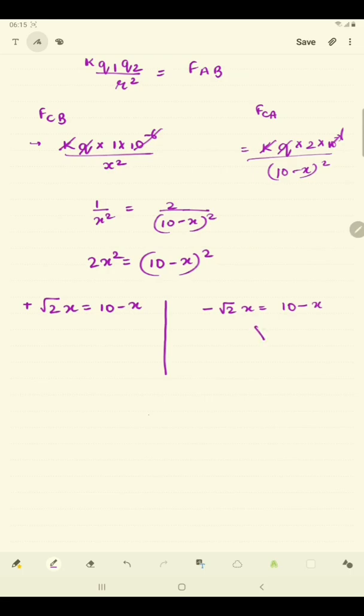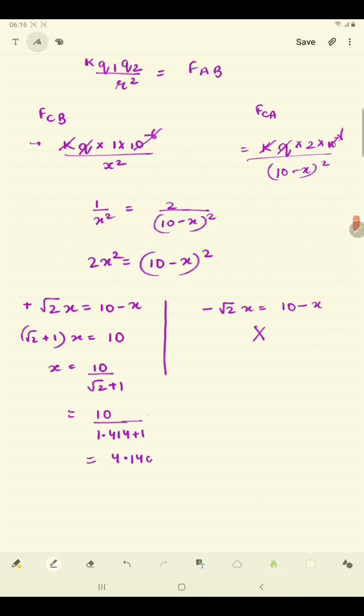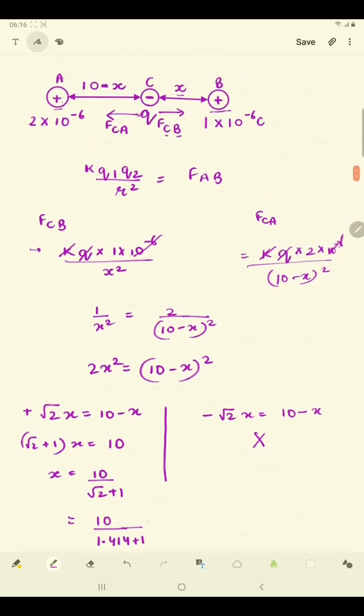Since the distance can never be negative, we eliminate this choice and we are left with root 2 plus 1 x is equal to 10. So we get x is equal to 10 upon root 2 plus 1. So this is 10 upon 1.414 plus 1. This is equal to 4.14 centimeters. This is the distance between the small charge particle and the negative charge.